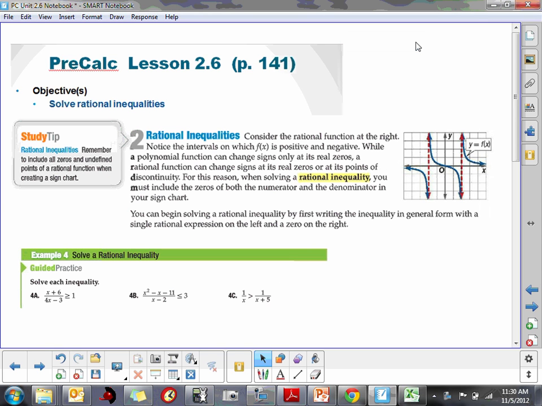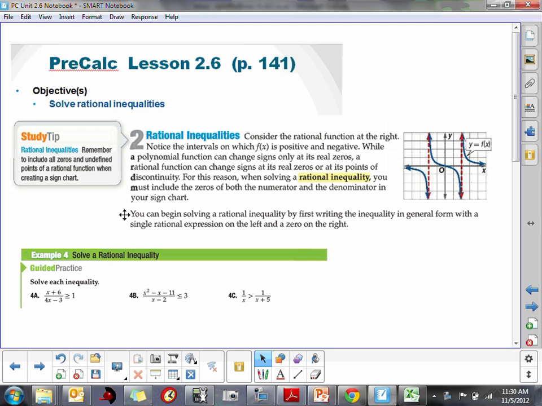Okay, now we'll turn our focus towards solving rational inequalities. These are a little bit more complex because of the vertical asymptotes that are involved, but we can still use our interval line test along with our information that we know about how these graphs look in order to find our solutions to the inequalities.